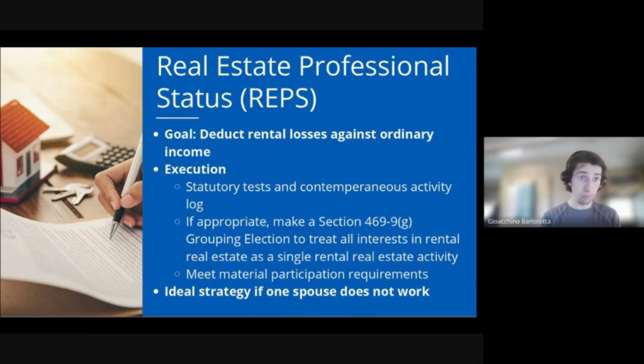Can't depreciate flips though. So any property that's part of a flip, that inventory cannot be depreciated and wouldn't count for a 1031 exchange, but the activities count towards reps.